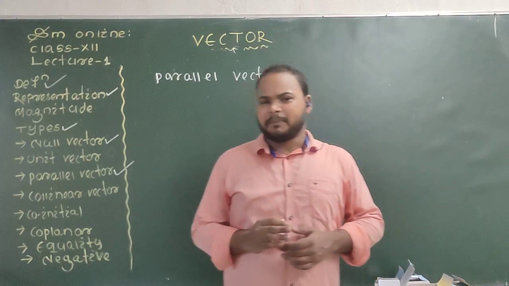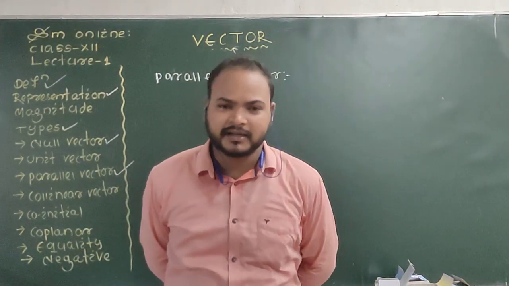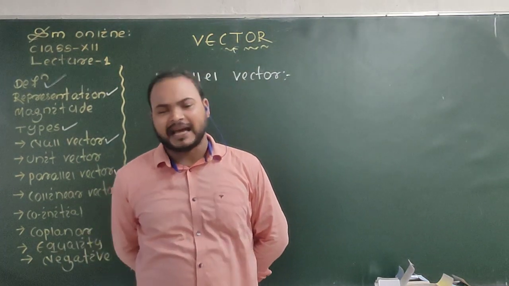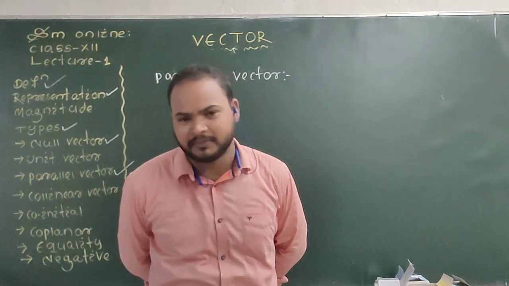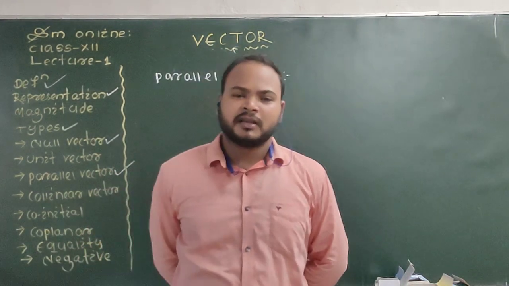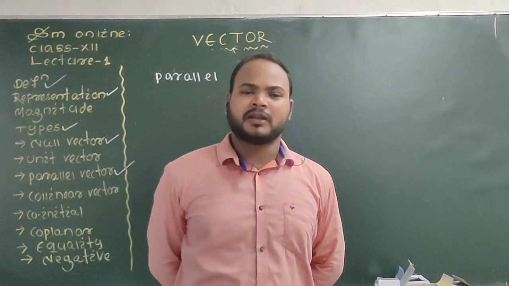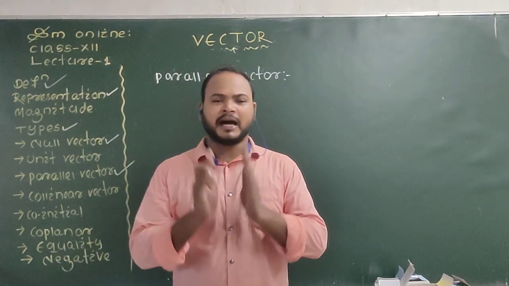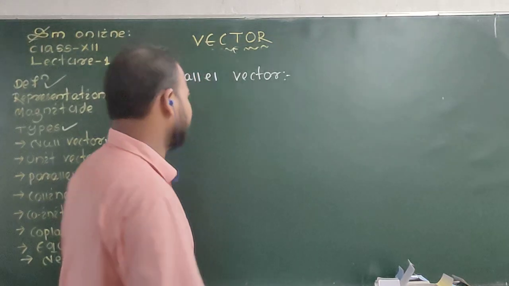The two vectors are parallel to each other if one vector is a scalar multiple of another vector. If one vector is a scalar multiple of another vector, then we say vector A and vector B are parallel to each other.